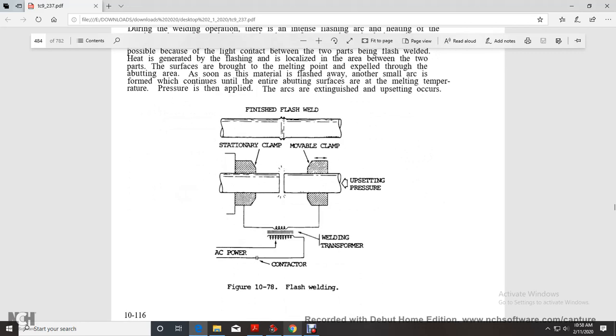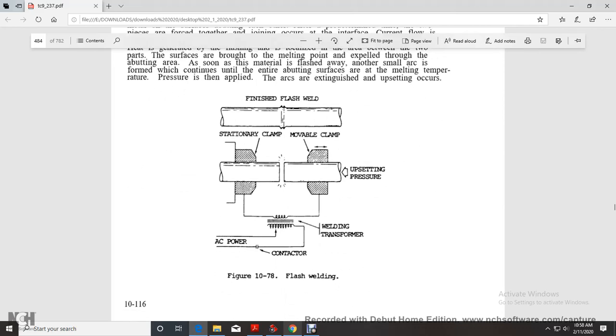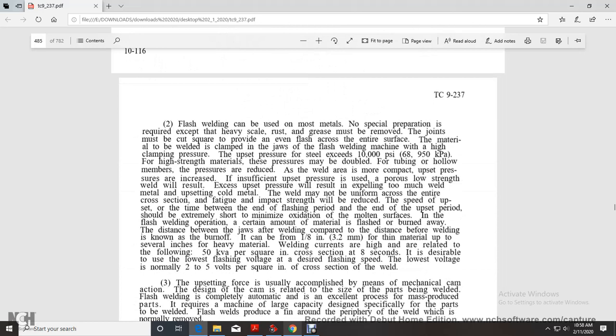Figure 1078 shows flash welding, finished flash weld, stationary clamp, movable clamp, upsetting pressure, welding transformer, AC power. Flash welding can be used on most metals, with no special preparation required except for heavy scale. Grease must be removed from the joints, and they must be kept square to provide an even flash across the entire surface of the material to be welded, held with a clamp in the jaws of the flash welding machine. High clamping pressure on the steel exceeds 10,000 psi.